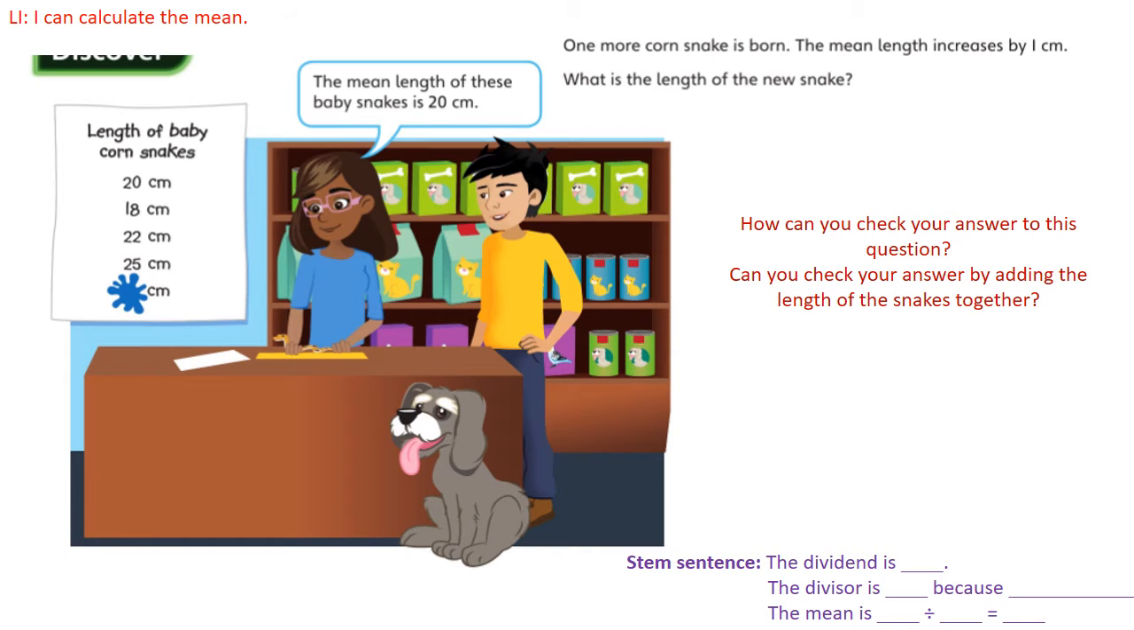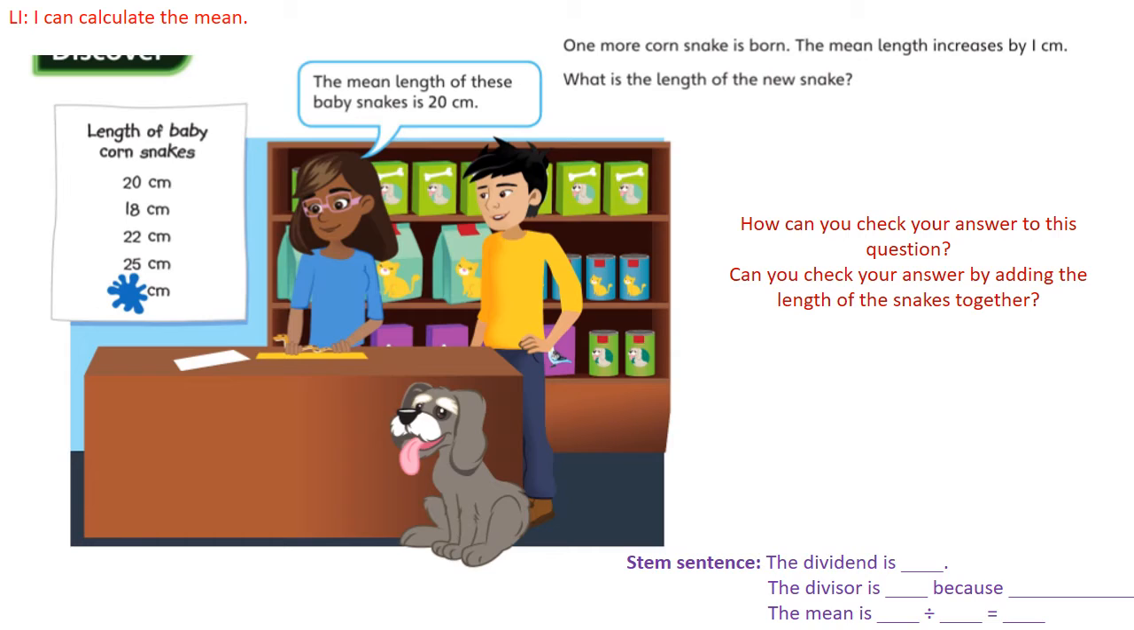Let's try this one. So one more corn snake is born. So how many snakes will there be now? So there was 5, so one more is born, so there's going to be 6 snakes. The mean length increases by 1 centimetre. What is the length of the new snake?